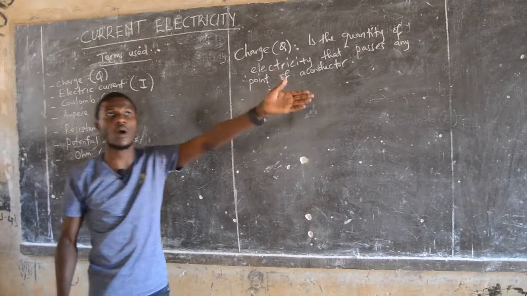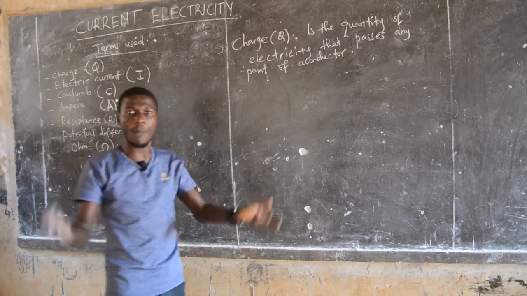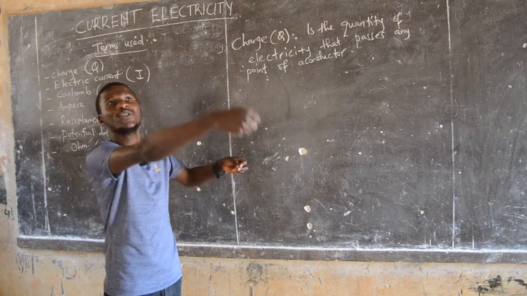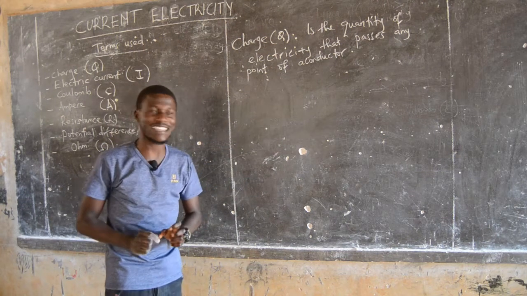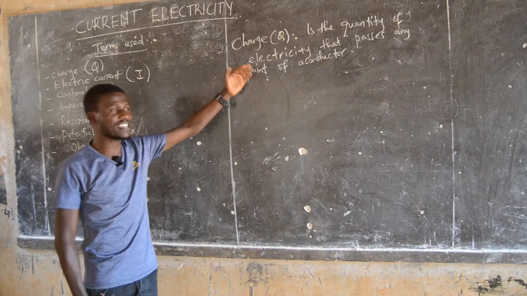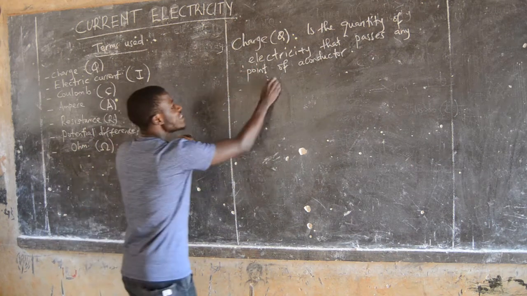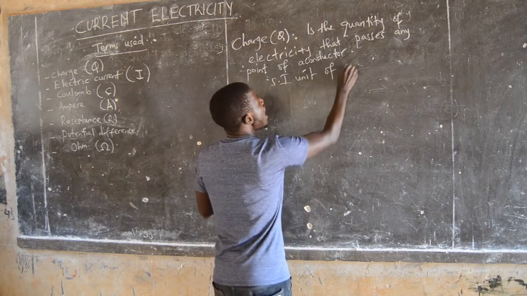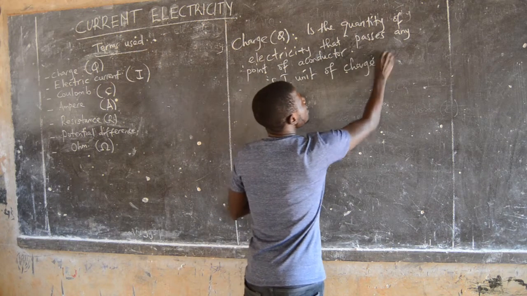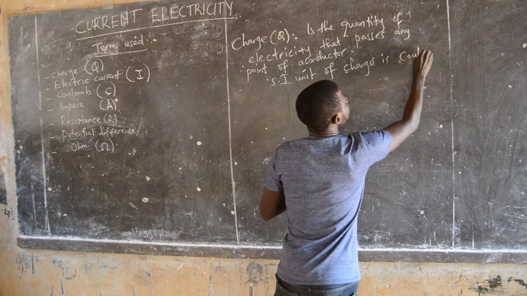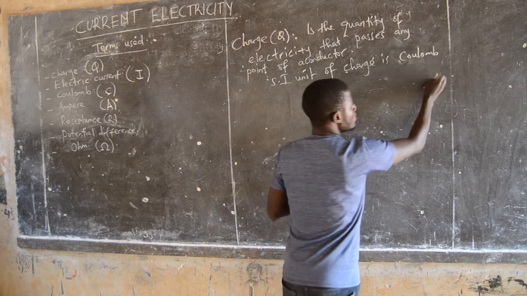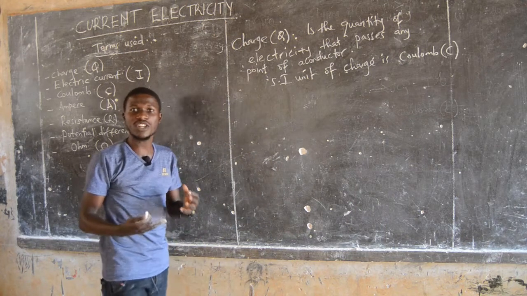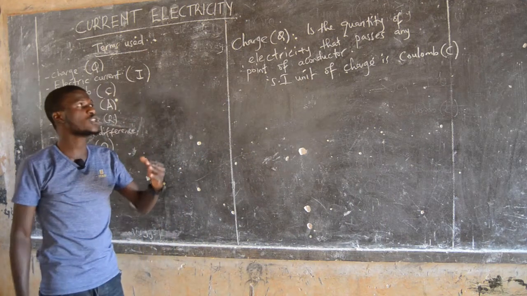For example, those wires now are conductors because you know they are copper wires. So when you switch on, charge will start flowing through them, and then you see the bulb giving light. That one is the charge I'm talking about. But what is the SI unit of charge? SI unit of charge is Coulomb, the one we denote using capital C.